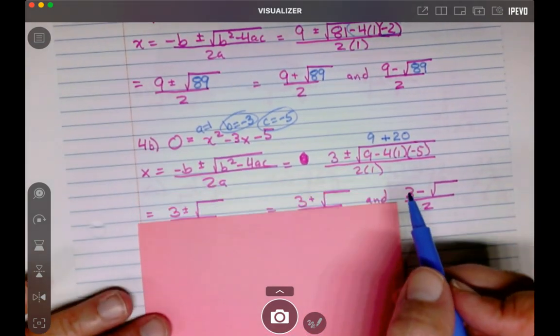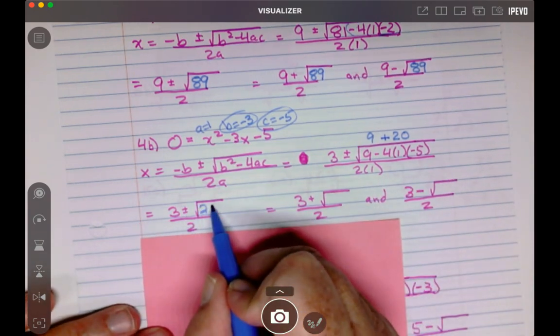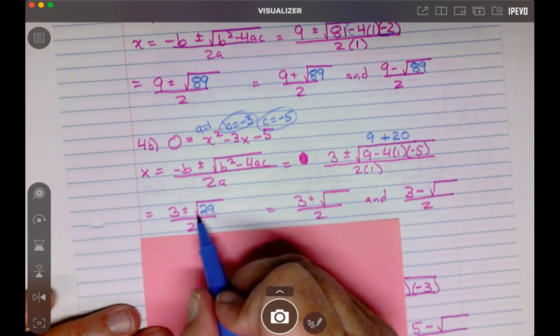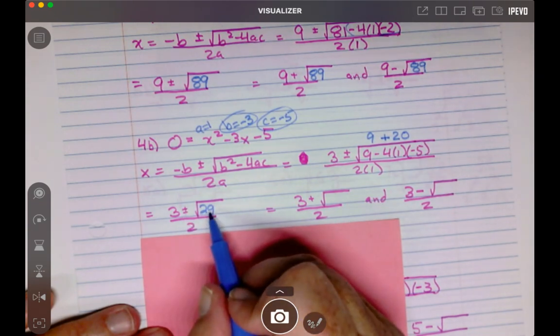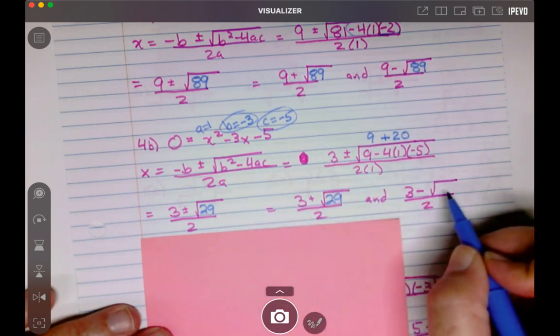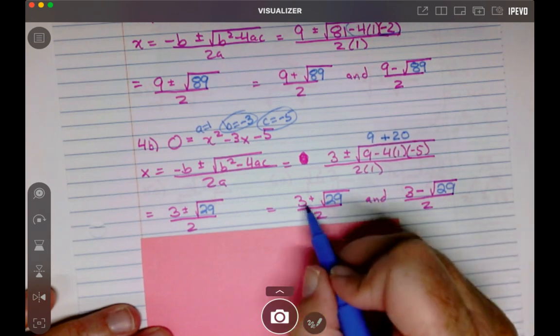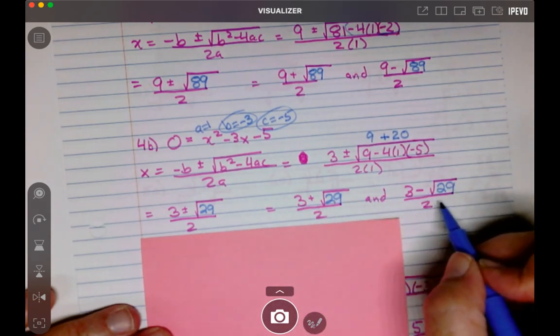And 2 times 1 on the bottom. So then I have 3 plus or minus square root of 29 over 2. 29 doesn't have a perfect square root. In fact, it can't simplify at all, so I have to keep that square root sign. So I have 3 plus root 29 over 2 and 3 minus root 29 over 2.